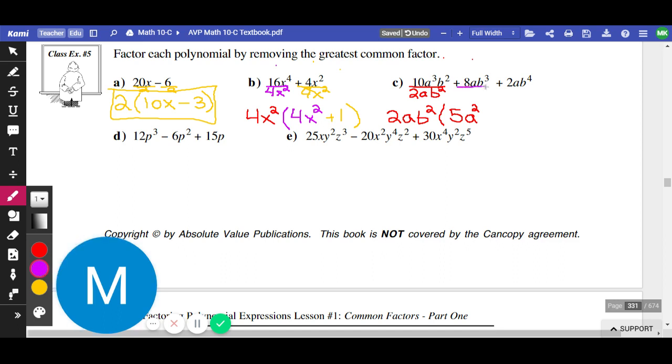Next term, divided by 2ab squared. 8 divided by 2 is plus 4. A divided by a would cancel out. B cubed divided by b squared, we subtract the exponents to get b to the power of 1. The last guy, divide this by 2ab squared. 2 divided by 2 would cancel out. A divided by a would cancel out. And then I'd be left with b to the 4 divided by b squared, which is just b squared. And it's a plus sign in between because it was a plus sign in between before. And 2 divided by 2 is still positive.